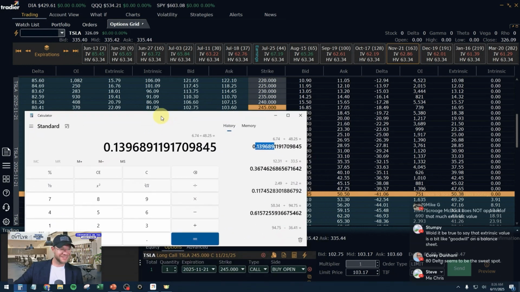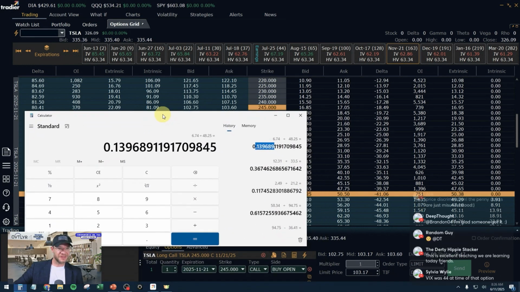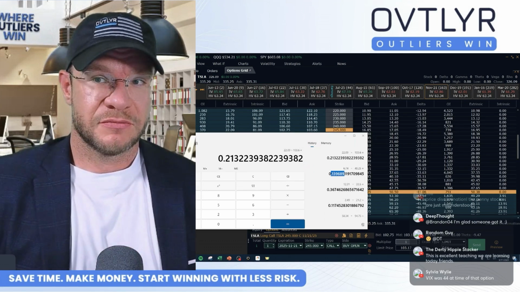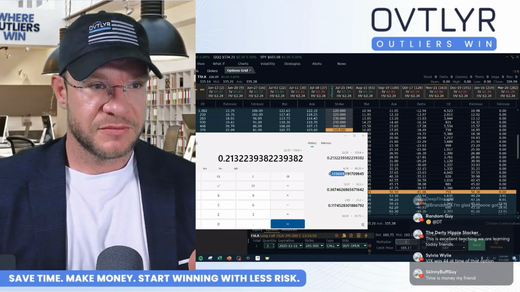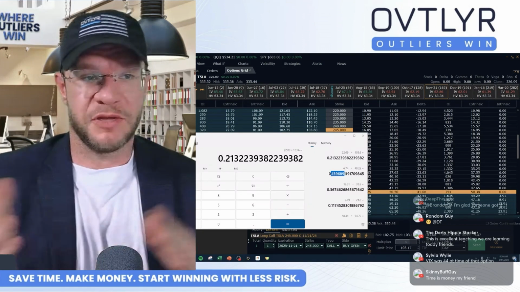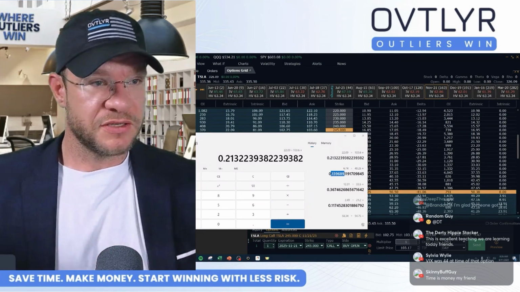What do you want to guess the extrinsic value is going to be? What do you think the extrinsic value is going to be? Probably somewhere around 20%. Let's see. $22 of extrinsic value divided by 103.60 gets you 21.13%. It is not a coincidence. This is math. The 80 delta normally puts you in the ballpark. It can be a little less, it can be a little more of the 20% extrinsic value.